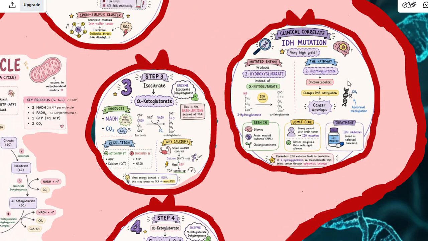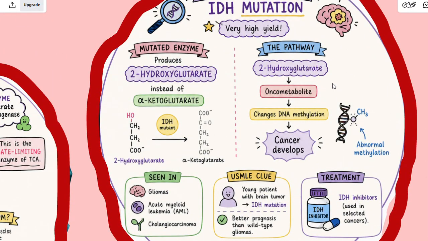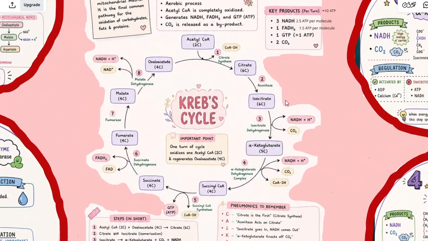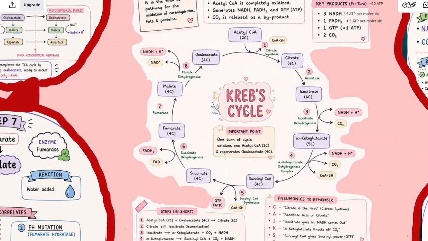Let's just go back and look at this here. So when there was an IDH mutation, what was the problem? We were producing too much 2-hydroxyglutarate instead of alpha ketoglutarate, and that was becoming an oncometabolite. It was participating in cancers, right? So basically 2-hydroxyglutarate was being accumulated. It was participating in cancers such as glioma and AML.